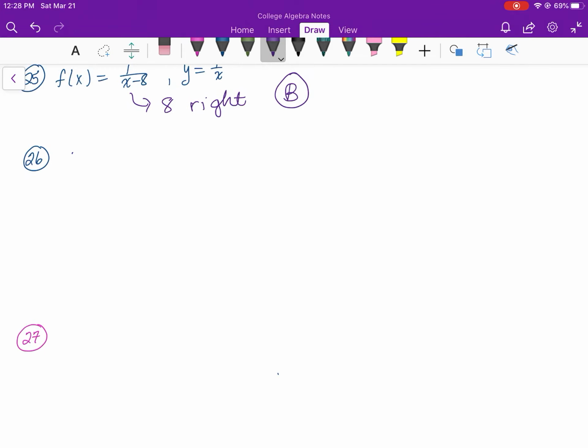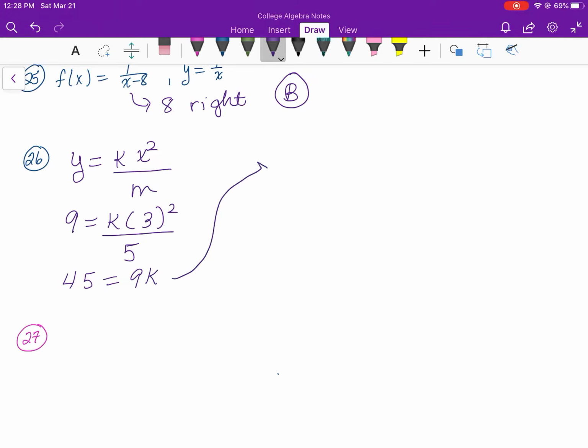26. Y varies directly, so y equals kx squared. Inversely is m. Oh, let me rewrite that. There we go. All right, plug everything in. 9 equals k times 3 squared over m. M is 5. Okay, 45 equals 9k. So k has to equal 5.